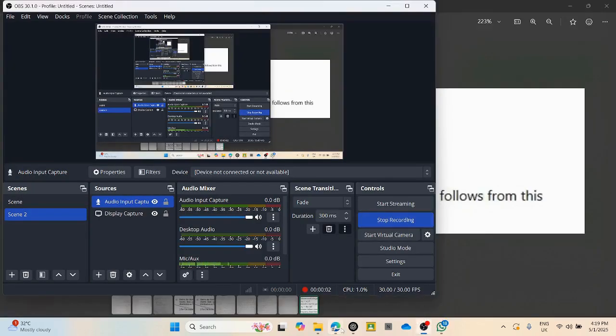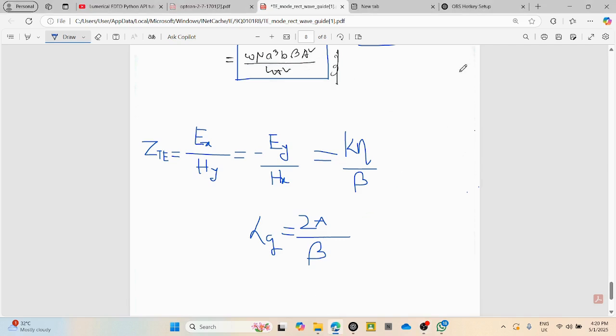Now we are left with finding out some parameters. One is ZTE. ZTE is the wave impedance that relates the transverse electric and transverse magnetic fields. ZT is denoted as the ratio of Ex and Hy, which can again be written as minus the ratio of Ey and Hx, and can eventually be written as k into eta divided by beta, where beta is the propagation constant. ZT is real when beta is real, which denotes a propagating mode, and ZT becomes imaginary when beta is imaginary, which denotes a cutoff mode.